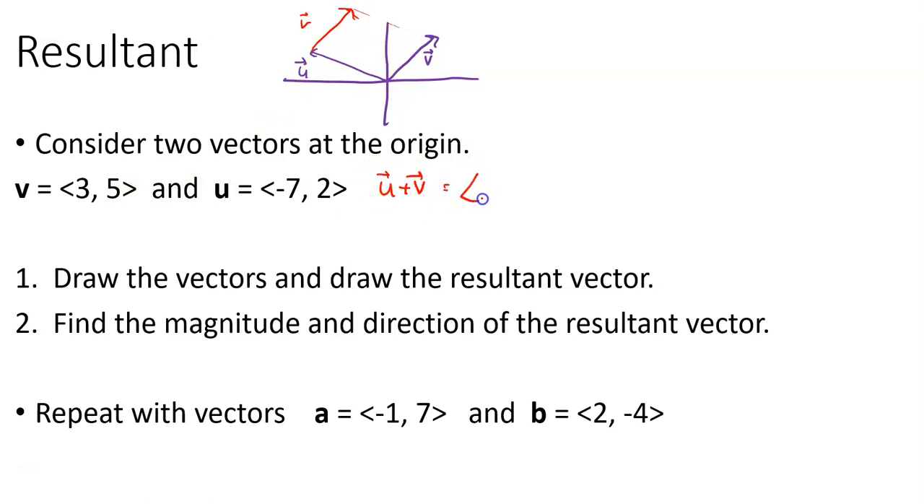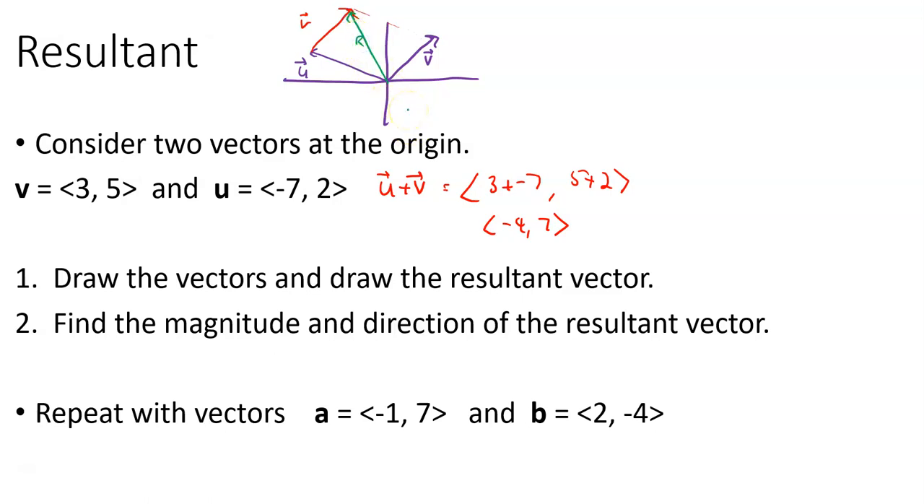is 3 plus negative 7, that's the first component, and 5 plus 2 is the second component. So 3 minus 7 is negative 4. 5 plus 2 is 7. So the resultant vector is negative 4, 7. Now where is that? Where is the vector negative 4, 7? It's 4 units to the left, and it's 7 units up. So it would make sense that this thing over here is my resultant vector.